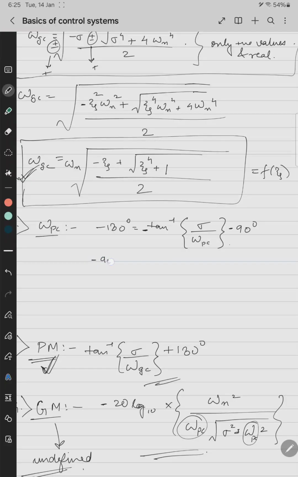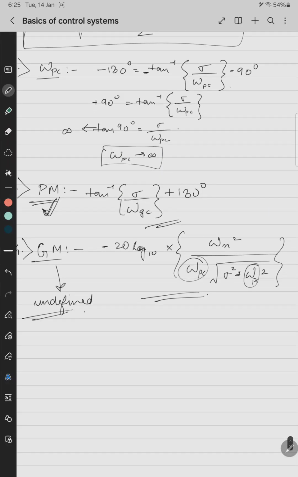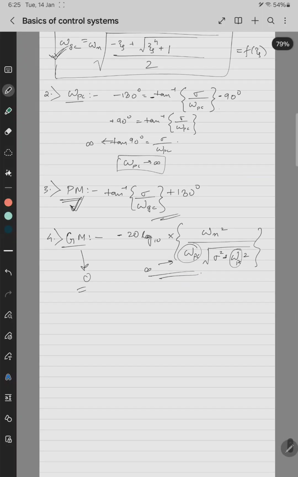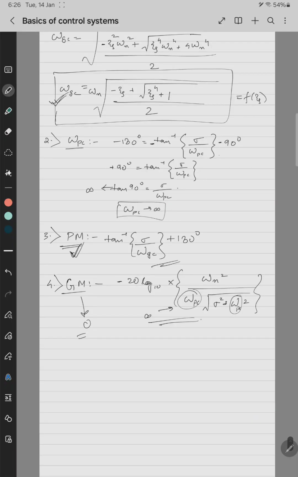So it becomes minus 90 degree minus tan inverse of sigma by omega pc equals minus 180 degree, that is, tan 90 equals sigma by omega pc. So tan 90 is sin 90 by cos 90, which becomes infinite. So omega pc almost tends to 0. Similarly here, if you put infinite, it will always tend to 0. So again, the gain margin and phase crossover frequency are optional to take. You can take the gain crossover frequency and phase margin.